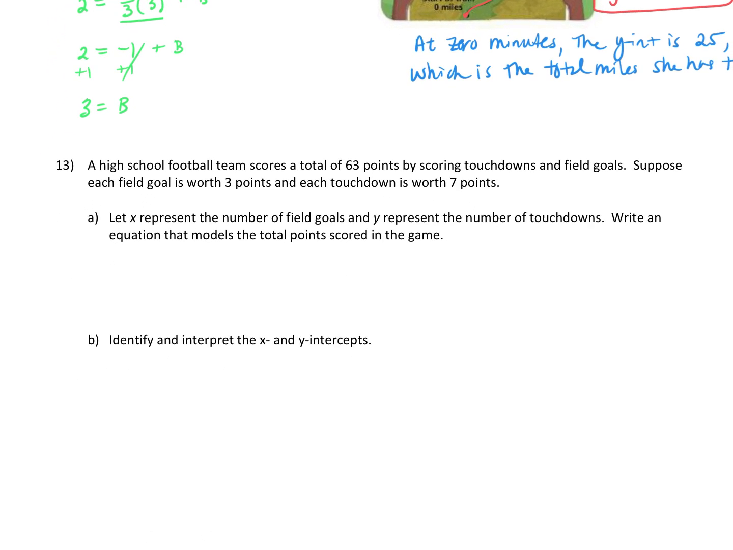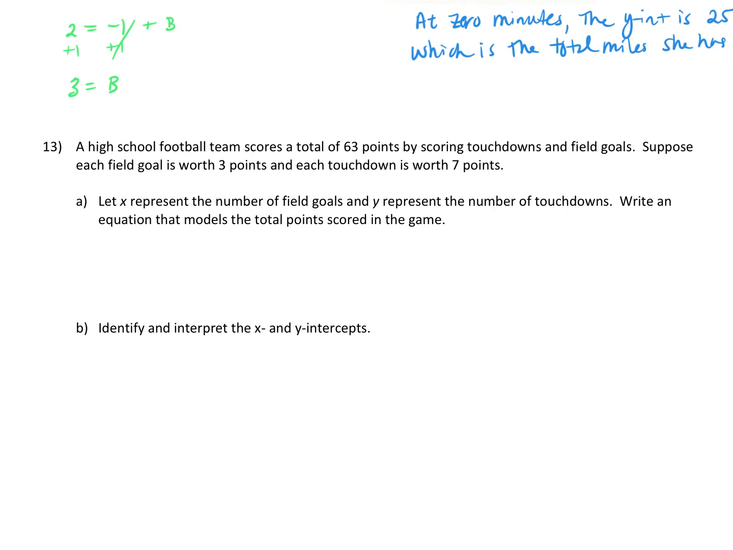Oh, we made it to the last question. Number 13, a high school football team scores a total of 63 points by scoring touchdowns and field goals. Suppose each field goal is worth 3 points and each touchdown is worth 7 points. Let x represent the number of field goals and y represent the number of touchdowns. Write an equation that models the total points scored in the game. So we can see up here that the total points, 63 points.